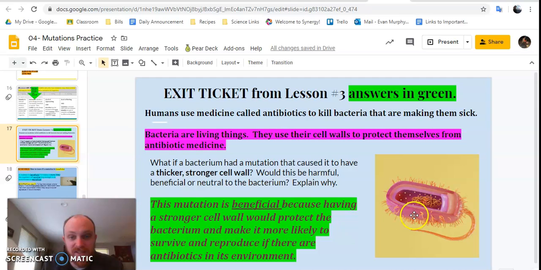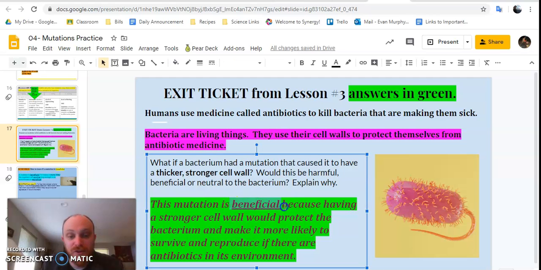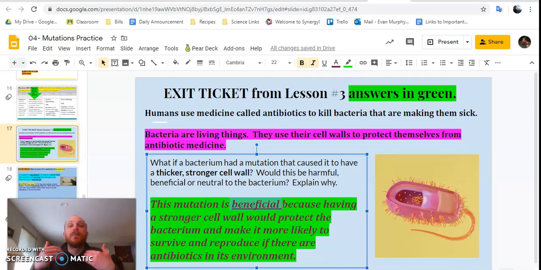This bacteria has a thick cell wall. Cell walls are used to protect themselves from antibiotics. That means this mutation should be beneficial. You should take the point of view of the organism with the mutation. So you're taking the point of view, like if I was the bacterium, is it helpful, beneficial to me, or is it harmful to me? Does it help me survive or make it harder to survive?